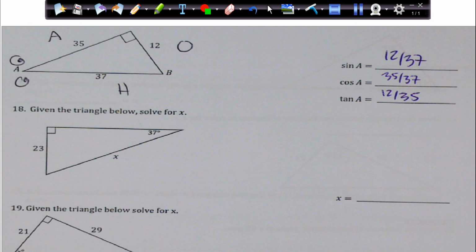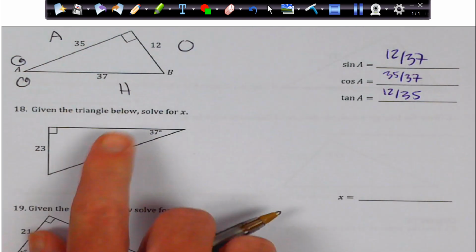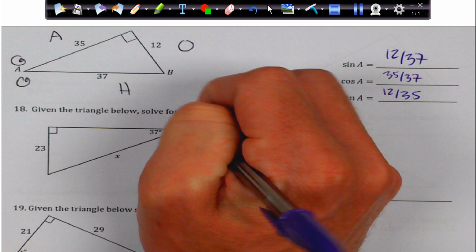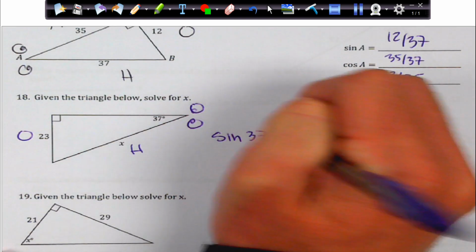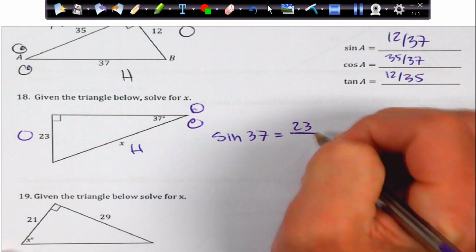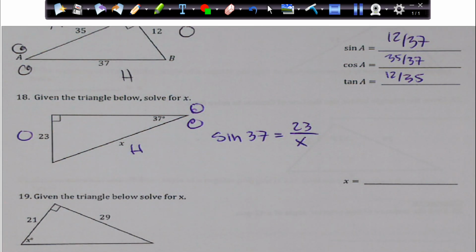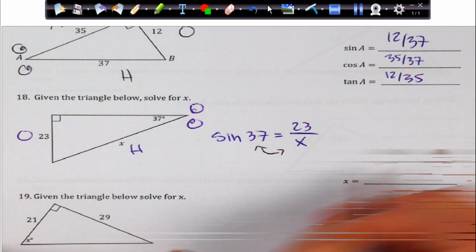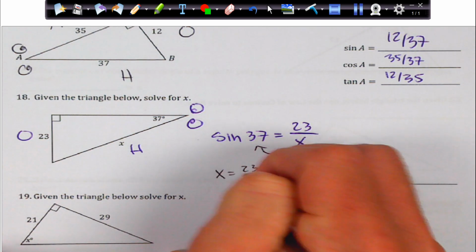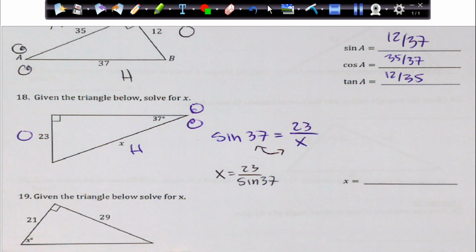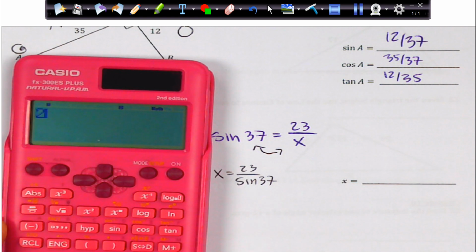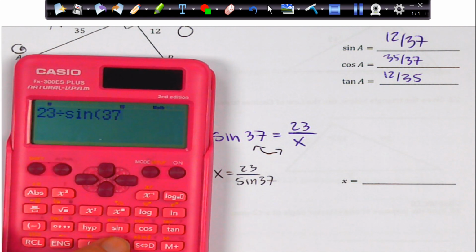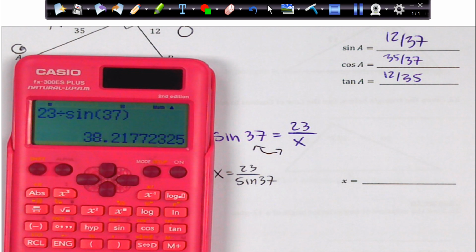We have this guy right here, solve for x. So we don't have enough information to use Pythagorean theorem. We'd have to have two sides. We don't. So we're going to put our googly eyes right here. I have opposite and a hypotenuse, so OH is sine. So we're going to take sine of the angle I'm looking at equals opposite over hypotenuse. Now, we said if x is in the denominator, we can just switch these two out algebraically. So that's x equals 23 over sine 37. And we want to make sure our calculator is in degree mode, so there should be a little d up there. D for degrees, 23 divided by sine 37. Don't forget to close your parentheses, just as good habit. And we get 38.21.